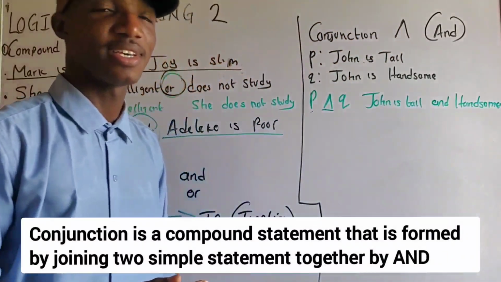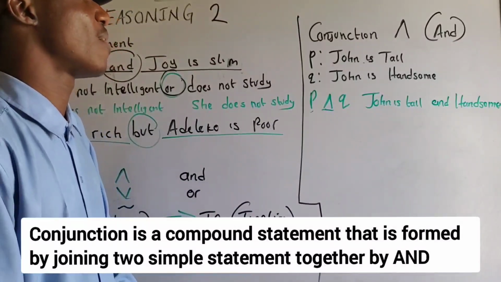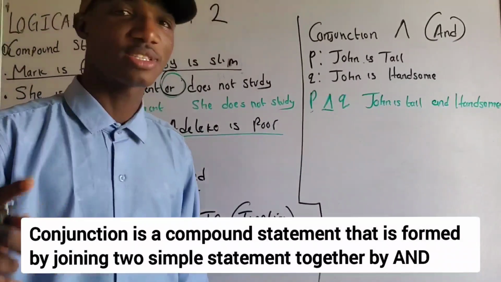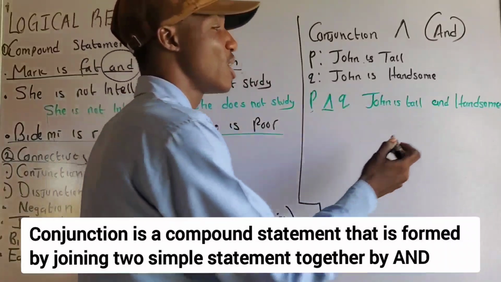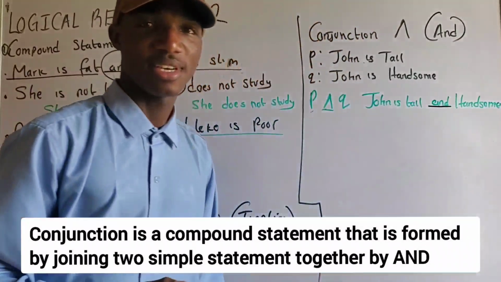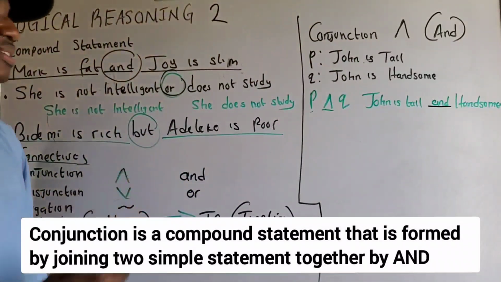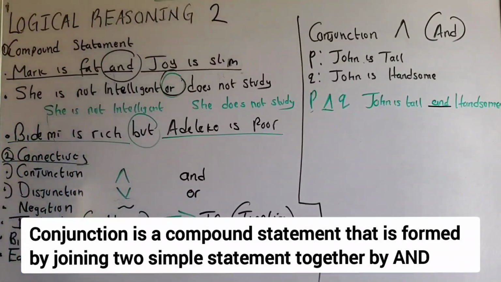So you can see that conjunction is just a connective that connects two simple statements using "and". So the conjunction here works as "and". Do you understand? Okay, that is the first example. Let's look at more examples.